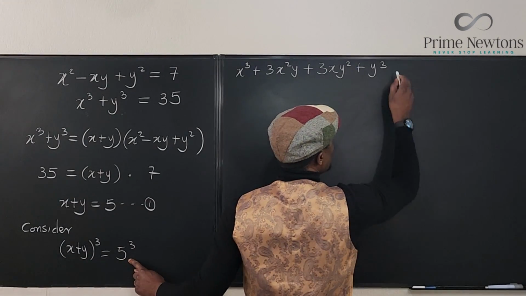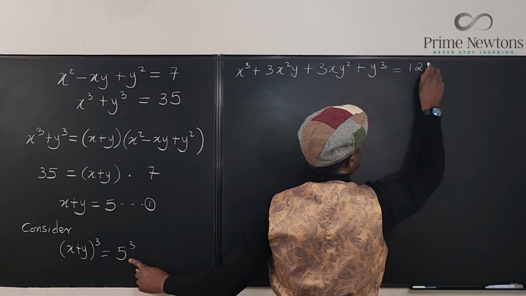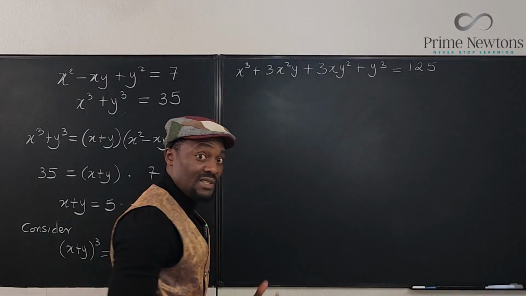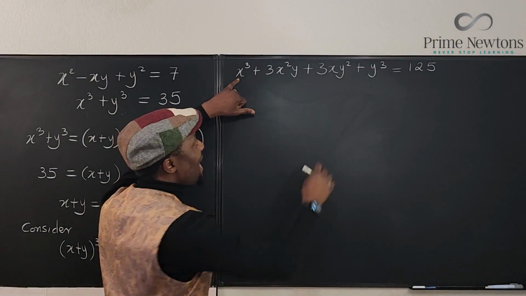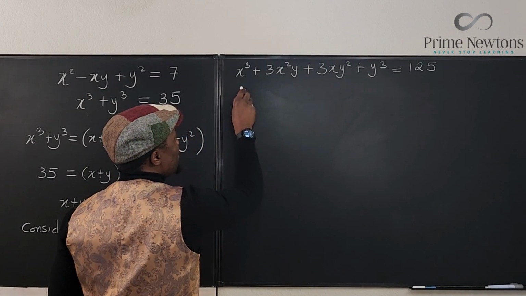And 5 cubed is going to be 125. So how does this help me? Well, it helps me a lot because I know that x cubed plus y cubed can be written together.